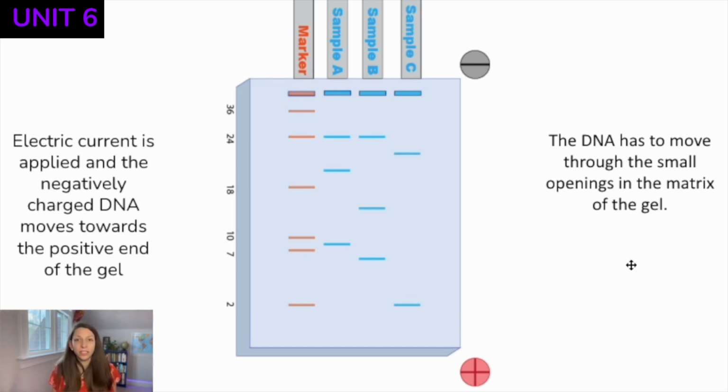So now that we know we can separate DNA based on size, what can this help us with? Gel electrophoresis has a lot of purposes, from DNA analysis at a crime scene, paternity testing, to looking at how closely two organisms are related evolutionarily.